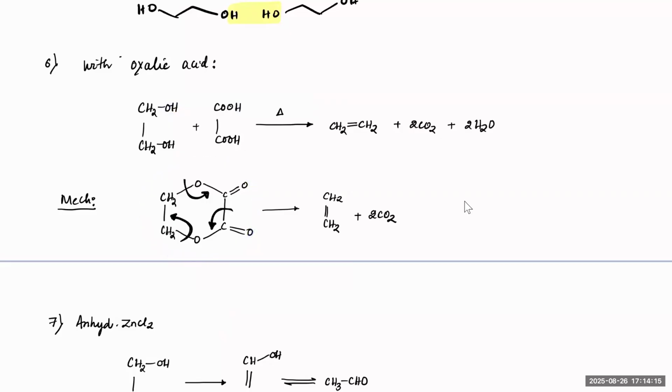Cyclic ester will form. Correct. Then if you heat it, remember ester pyrolysis. Esters on heating will undergo decarboxylation. So remove this carbon dioxide from here, carbon dioxide from here, and push this here to get a double bond. So that's how you'll get alkenes. So this is with oxalic acid.